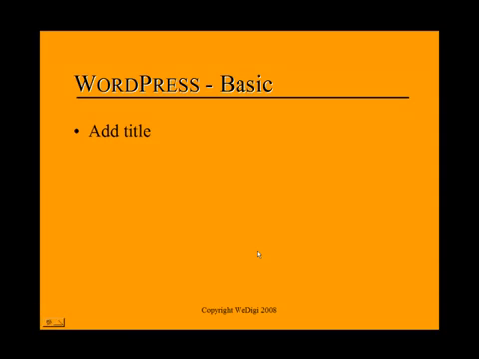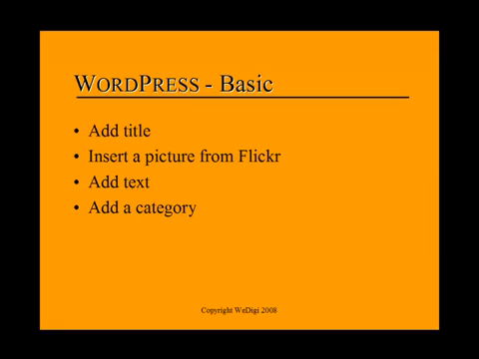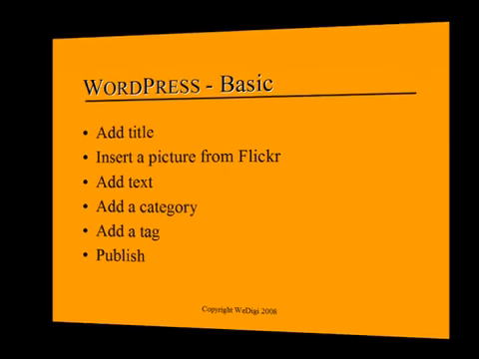In this section we saw how to build a WordPress post, and we started out by adding our title. We then inserted a photograph from Flickr. Next we added some text and reviewed the text box. We added a category to our post. We added a tag, and then finally we published our post to the internet. Okay, at this point, again, it would be a good time to pause this video and go back and build your own WordPress post.